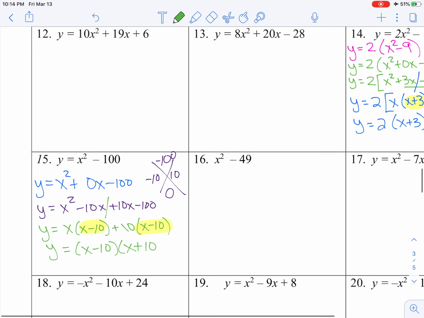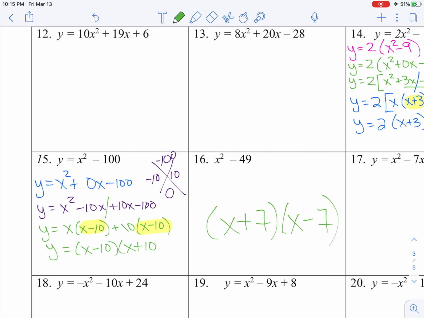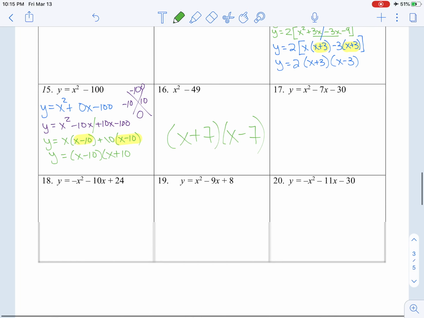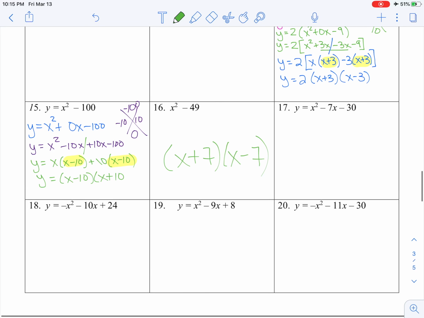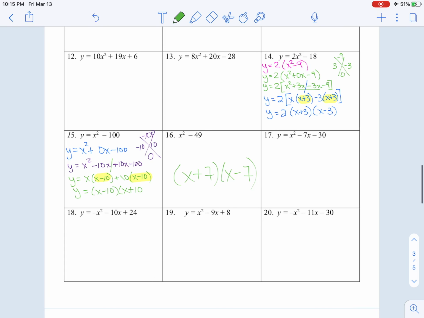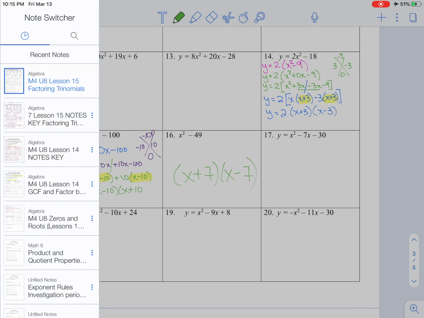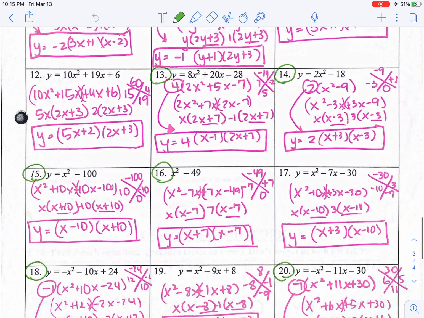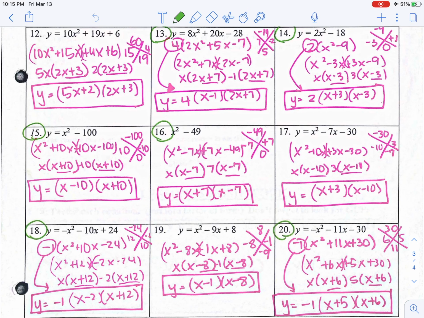Okay. I want you to go ahead and do number 16. You should have gotten x plus 7, x minus 7. If you remember, we did the multiplying of these two before. Okay, good. Now if you want to do the rest of them, I will show you the answers to those, just in case you want to do them on your own.